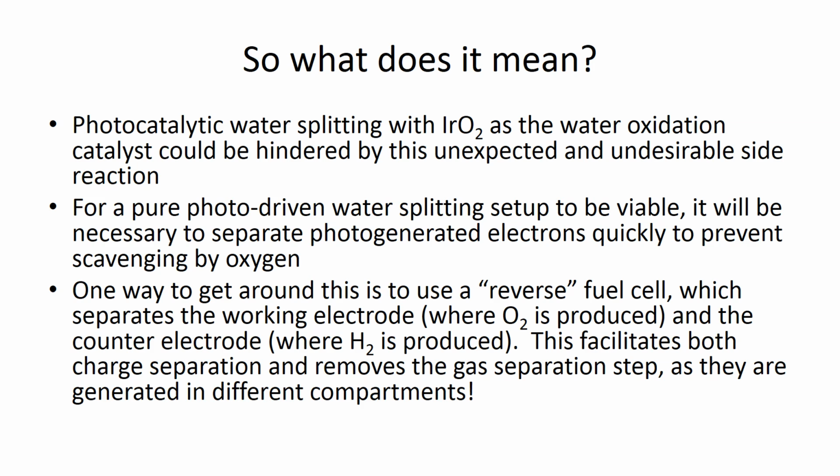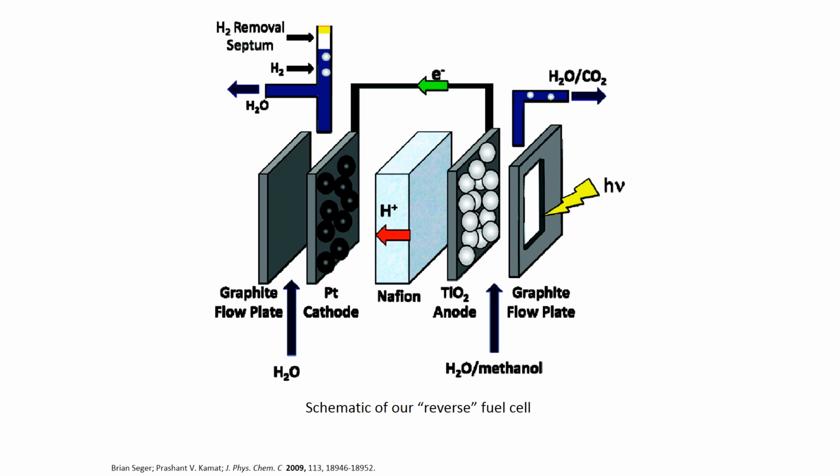This facilitates both charge separation and removes the gas separation step, as both of the gases are generated in separate compartments. You can see here a schematic of our reverse fuel cell, and the takeaway message from this is that the oxygen and the hydrogen are generated on separate sides of the cell in separate compartments, and a Nafion membrane keeps those two separated. This allows what functionally amounts to pre-separation of the gases and also facilitates the separation of the charges, which should eliminate the side reaction.